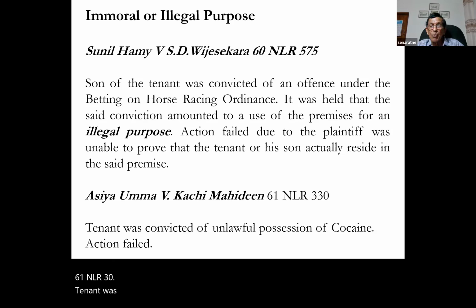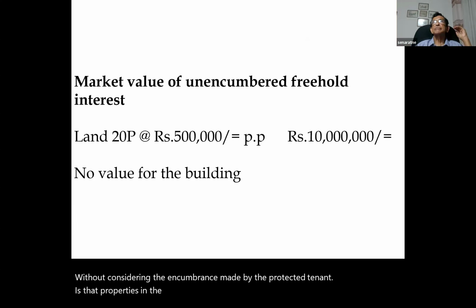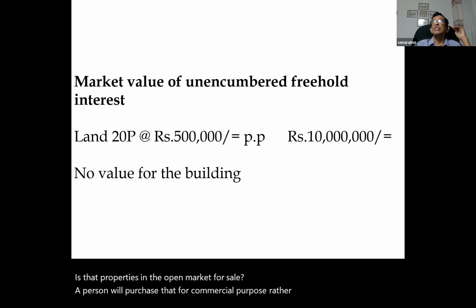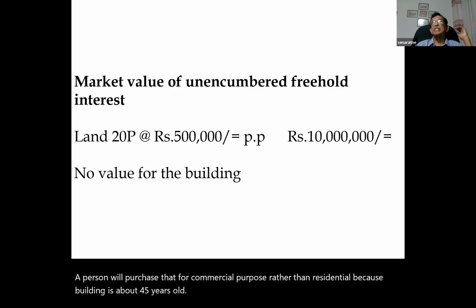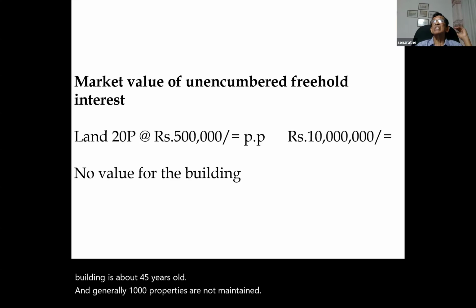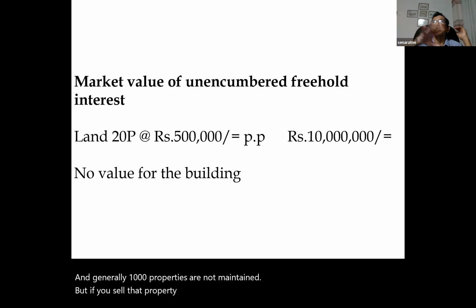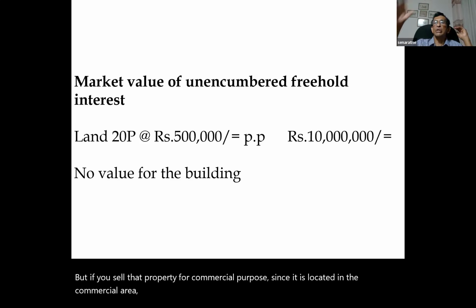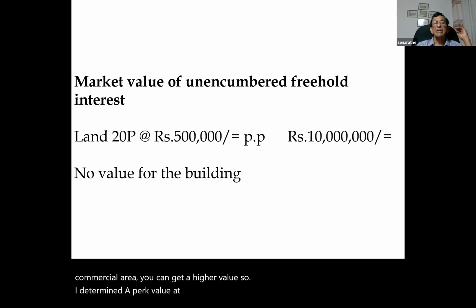Without considering the encumbrance made by the protected tenant, if that property is put in the open market for sale, a person will purchase it for commercial purposes rather than residential, because the building is about 45 years old and generally tenanted properties are not maintained well. But if you sell that property for commercial purposes, since it is located in a commercial area, you can get a higher value. So I determined a perch value at 500,000 per perch, and 20 perches is worth 10 million.